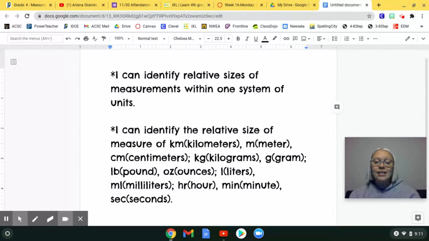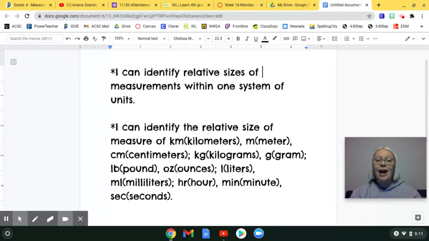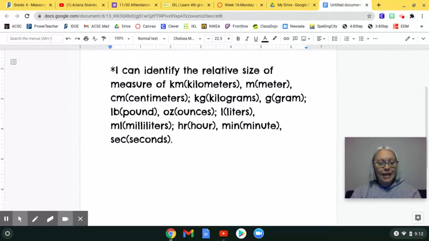So the I can statement is, we're going to look at this first one here. I can identify relative sizes of measurements within one system of units. So I want you to repeat after me. I can identify relative sizes of measurements within one system of units. Great job.